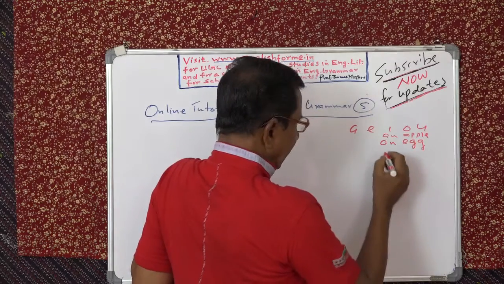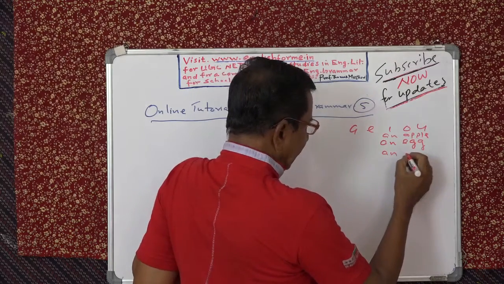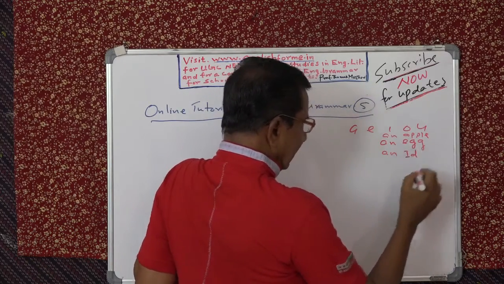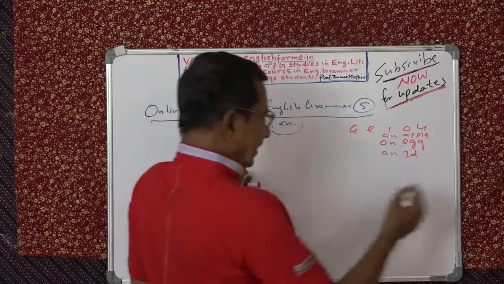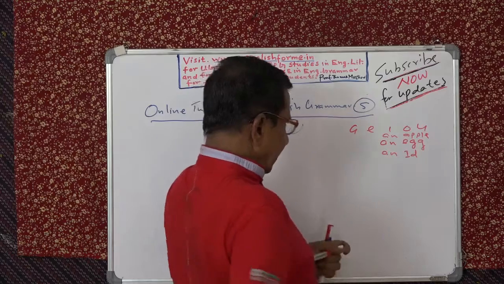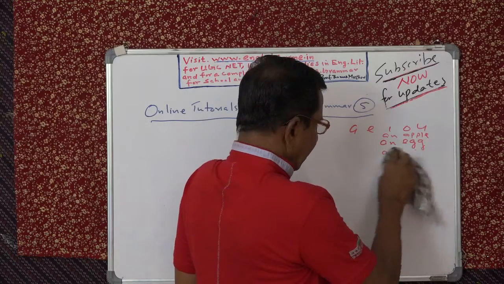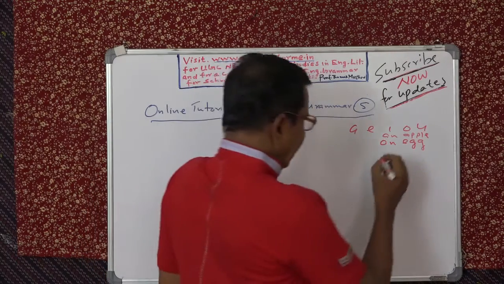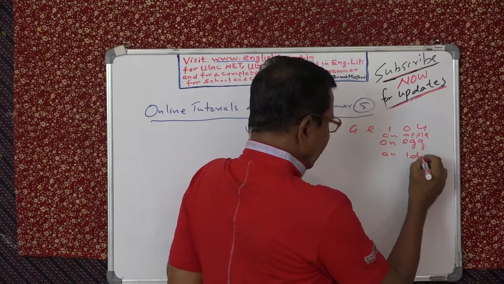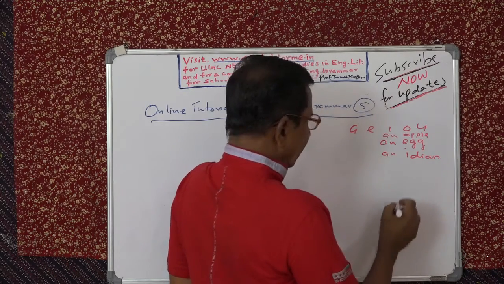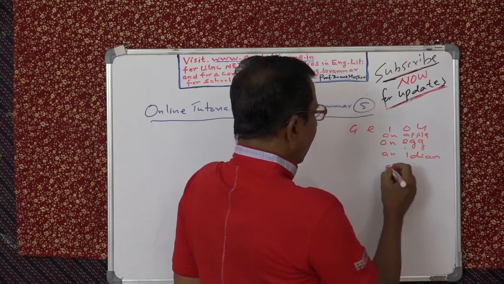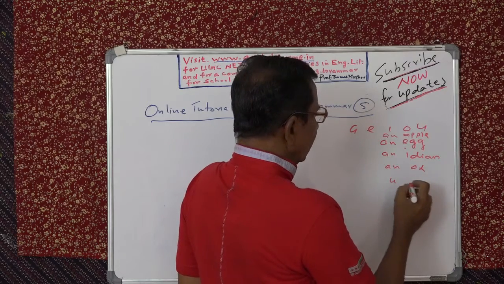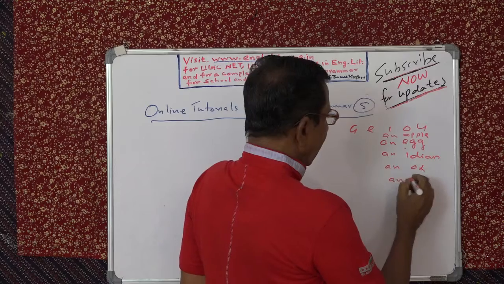An apple. And an Eid celebration. An Eid. Or let us put it a different way. Because we will have an idiom. An idiom. Isn't it? An idiom. A, E, I, O: an ox. U: you have an umbrella.